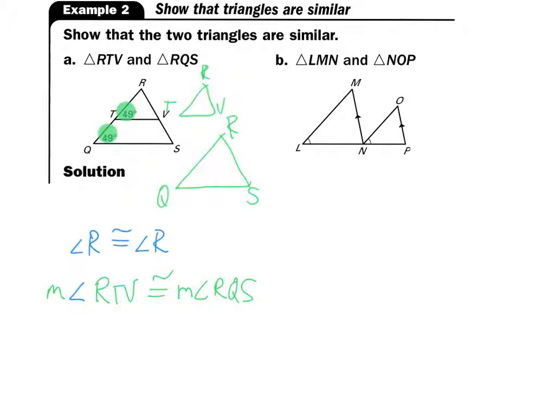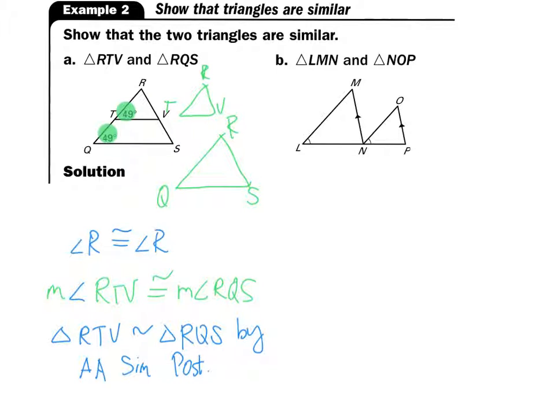So of the big and the small triangle, I've got two sets of angles that are congruent to each other. My conclusion, the statement I can write, is triangle RTV is similar to triangle RQS by the AA similarity postulate. Okay, that's how we prove that one.